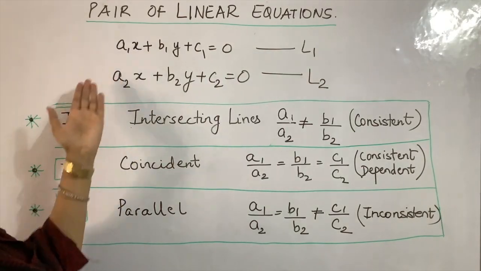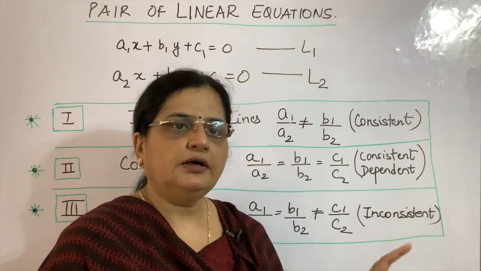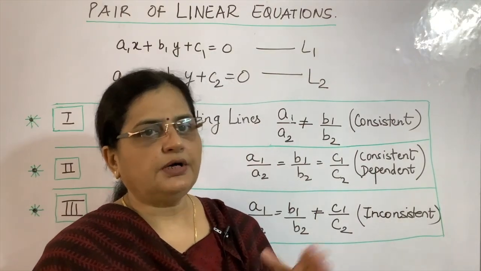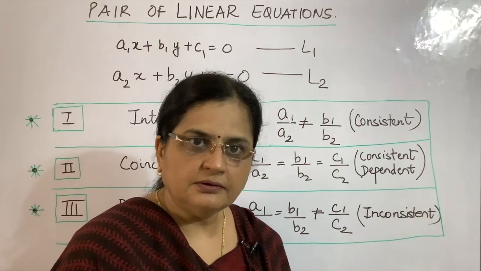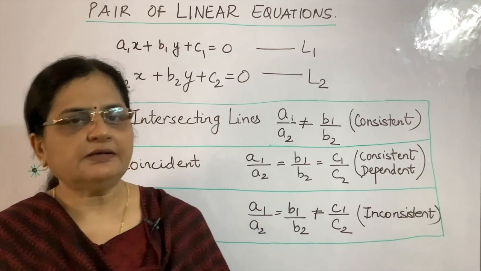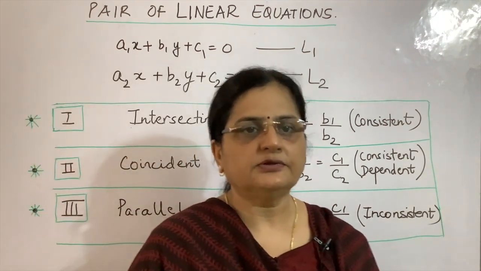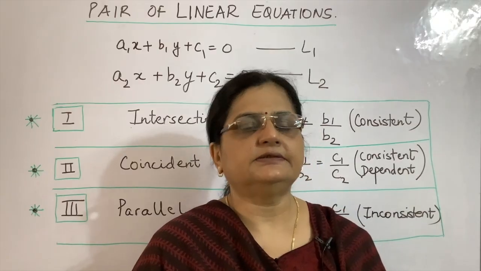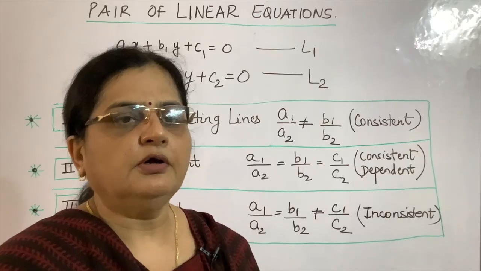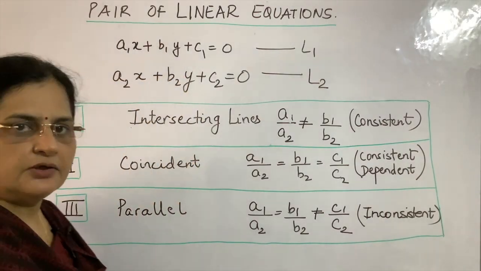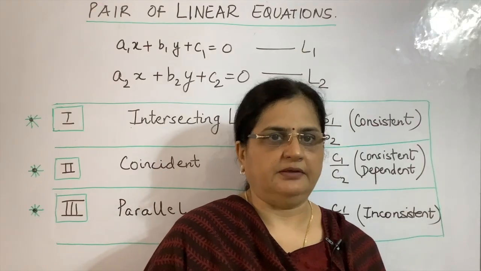Now, just by looking at these, can we say whether it will have a unique solution, or no solution, or infinitely many solutions? Can we do it? Yes, of course. One method is to solve this and see how many solutions you get. Another method is, just by looking at the coefficients and finding out the ratios, we can make sure whether the equations are consistent or inconsistent, whether we will be able to solve them or not.